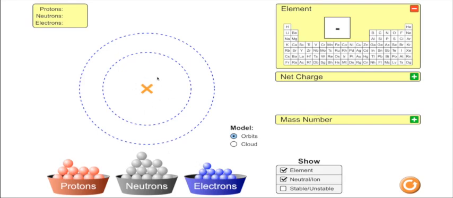Inside the nucleus, the number of both the neutrons and the protons is called the mass number. And then the number of the protons in an atom, or the electrons in an atom, is called the atomic number.